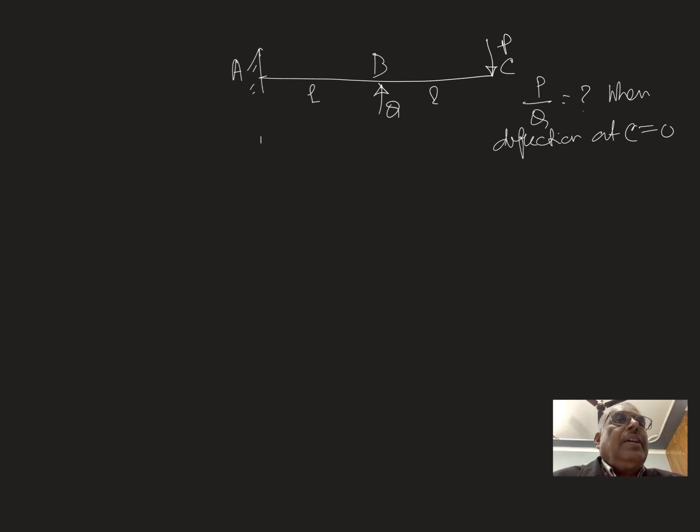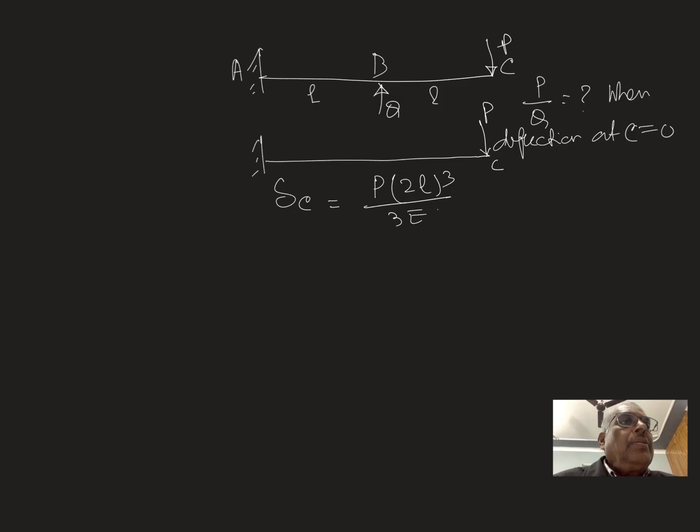First I am taking this load P. What will be the deflection at C? Deflection at C is equal to P into 2L cube by 3EI, that is PL cube upon 3EI. In this case, the length is twice L, so this will be 8PL cube by 3EI.